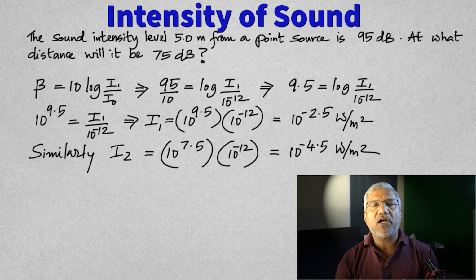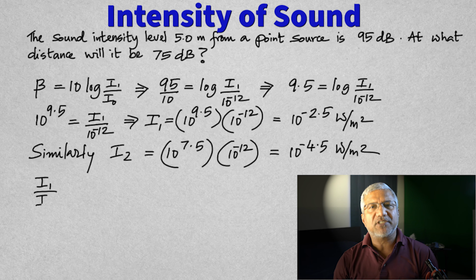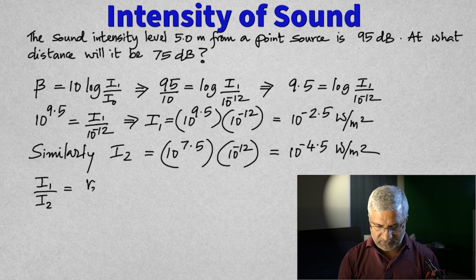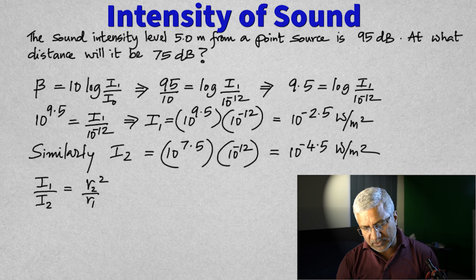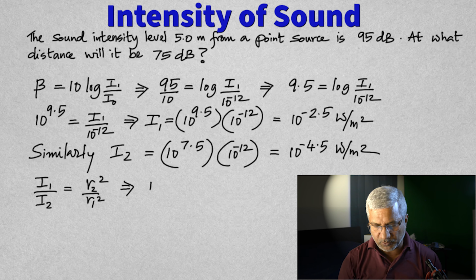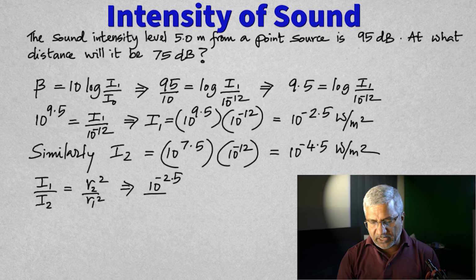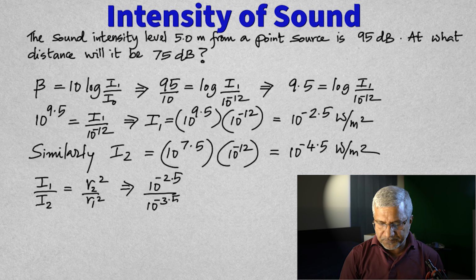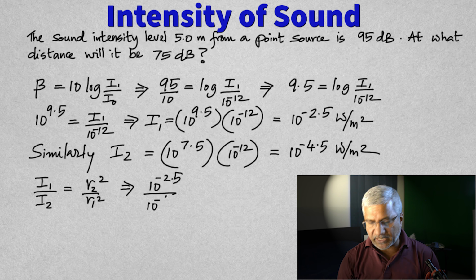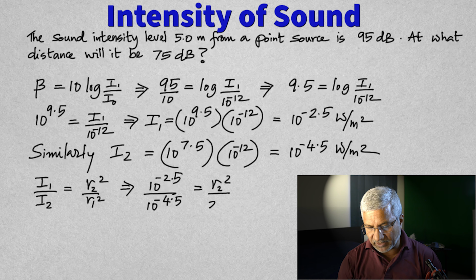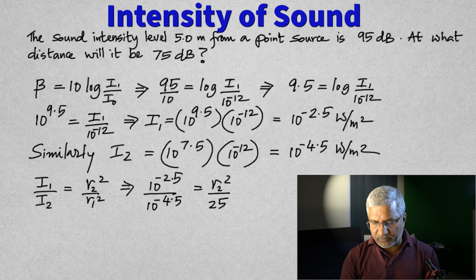So now that we have got I1 and I2 in watt per meter squared, now you can use the idea that the intensity is inversely proportional to the square of the distance. So now I1 by I2 is R2 squared by R1 squared. And then we substitute the values. That's a calculation mistake that I made. So simple math errors. So we end up with that.